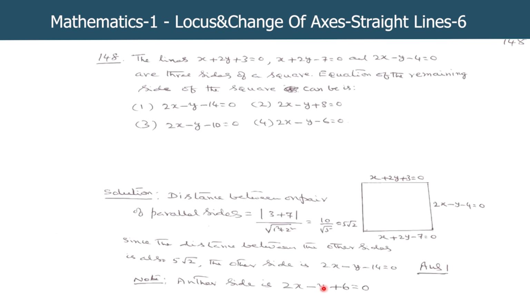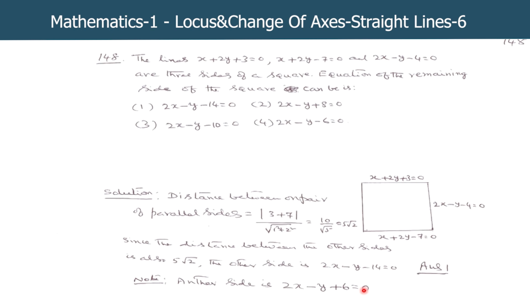Of course, here you must note that another side is 2x minus y plus 6 equal to 0. Because if you are given three lines, then there will be one line on one side of 2x minus y minus 4 equal to 0 and another line on the other side. So, actually you will get 2 lines, out of which one line is asked.